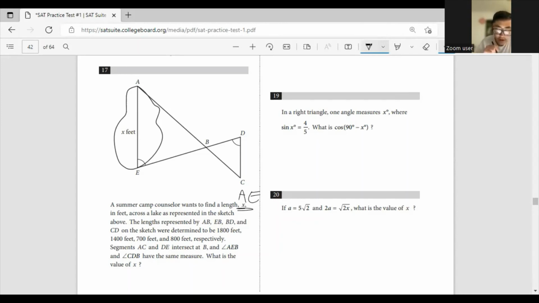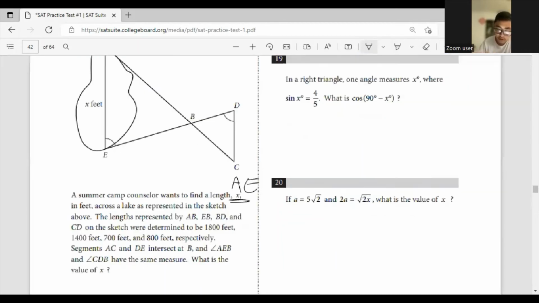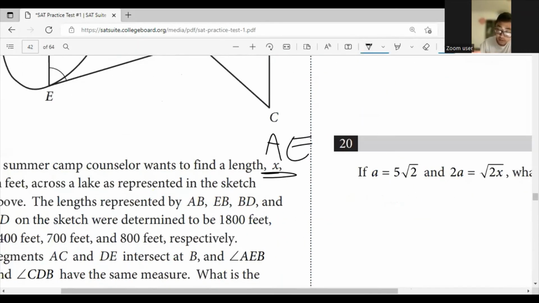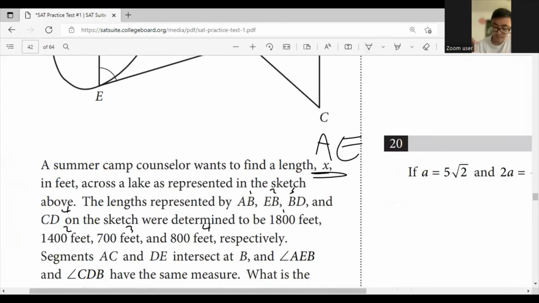Length represented by AB, EB, BD, and CD on the sketch determined to be 1,800 feet. So let me actually mark these. 1, 1, 2, 2, because they're respectively 3, 3, 4, 4. Right, cool.